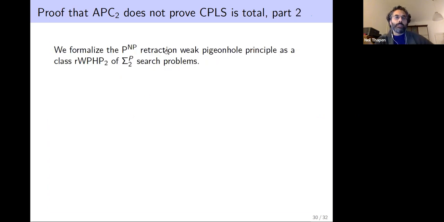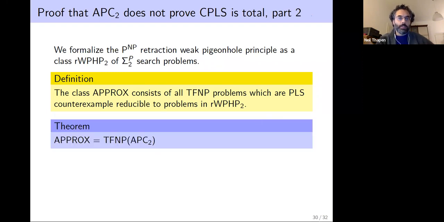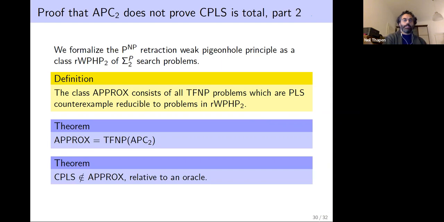So this is a kind of reduction of normal problems to sigma 2 problems. And now we can define a class of sigma 2 search problems, which are going to be all the instances of this retraction weak pigeonhole principle. And we can define a class approximate of the TFNP problems, which are reducible in this sense. And then we can show this gives you exactly the things that are in APC2. And so to show that APC2 doesn't prove something, we've translated it into this more computational setting, and we'll answer that by constructing an oracle relative to which there's no reduction of this kind.